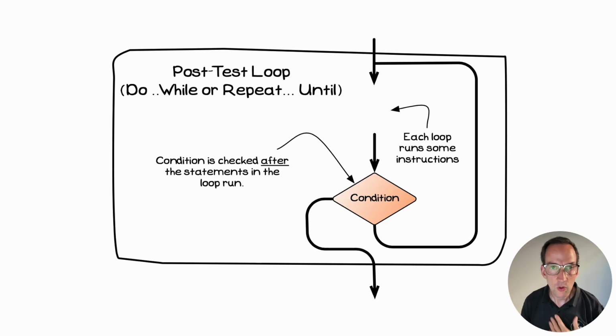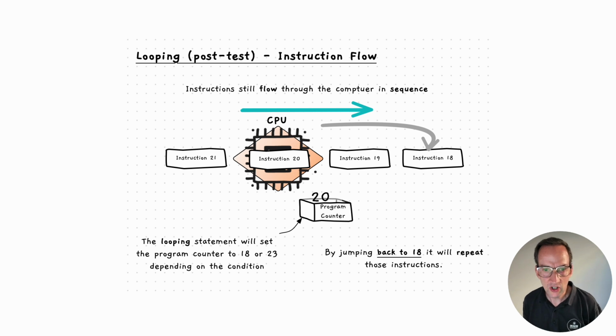The other kind of loop is the post-test loop. The difference here is that we're going to have the instructions before we get to the condition the first time, and then we choose to jump back to the first instruction and execute those again. In terms of our visualization, it would look like this. We have instruction 18 and 19 that have already executed. We get to instruction 20 and it does the check.